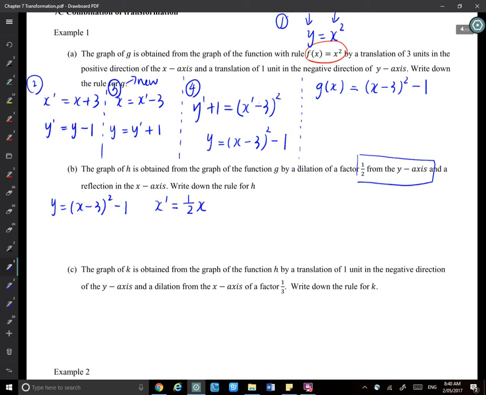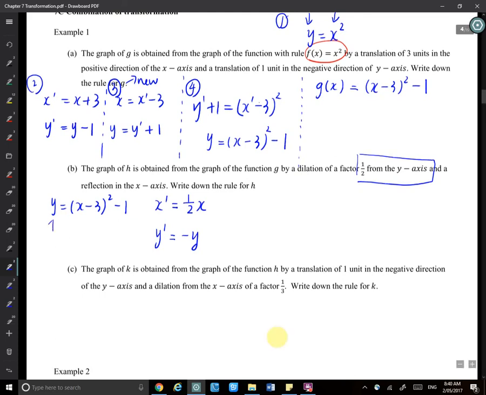And the reflection in the x-axis, what is changing? y. So what can I write? y dash equals negative y. Everyone needs to think, do not just copy, it's not helping. So from the y-axis is changing the x value, x dash equals half x, and reflection in the x-axis is changing the y value. This point comes here, so the x value doesn't change, and y becomes the negative of that.